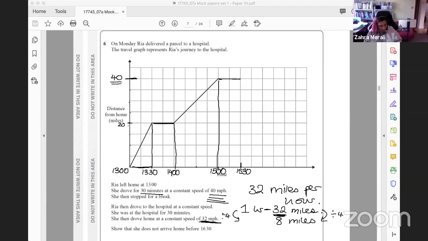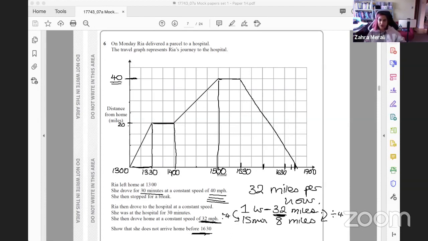If you think about that in minutes, that's 15 minutes. So altogether, it takes her 1 hour and 15 minutes. So that takes her till 4:30 and a bit more. So she's going to have to go all the way till here. So will she be home before 4:30? And the answer will be no. And you can show that by showing your graph. You can show that 16:30 is here, and that would have got you the marks.